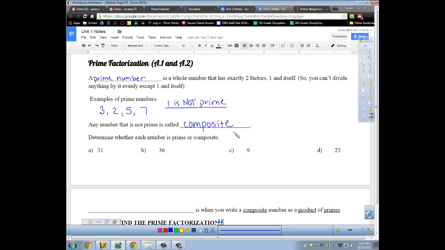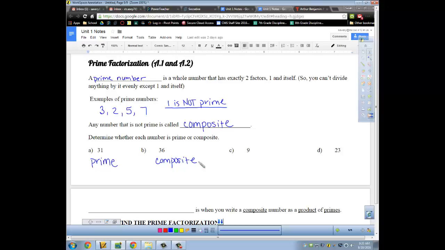So we're going to look at 4 examples right now to figure out if these numbers are prime or composite. So 31, try to think of a number you can divide by 31. It happens to only be 1 and 31, so it's prime. Part B, 36. 36 you can divide by a lot. You can divide it by 6, you can divide it by 2, 12. So we're going to say that this is composite since you can divide it by things other than 1 and itself.